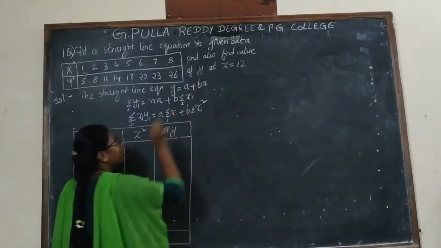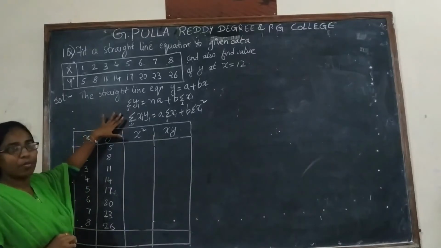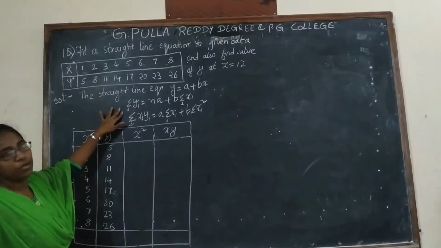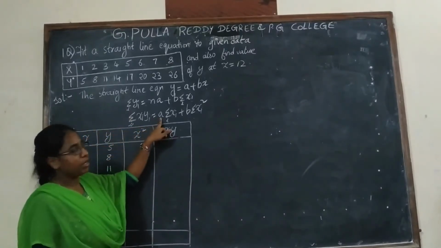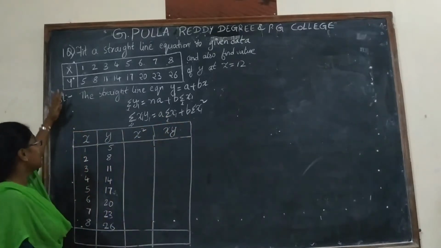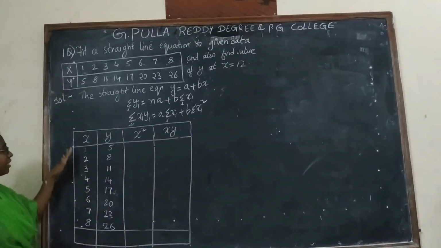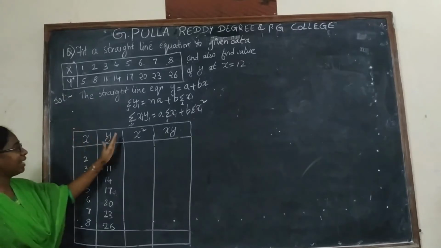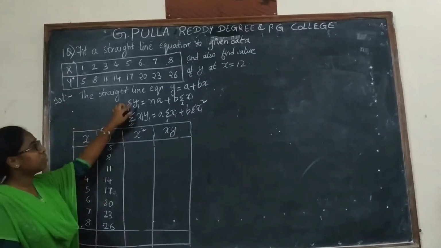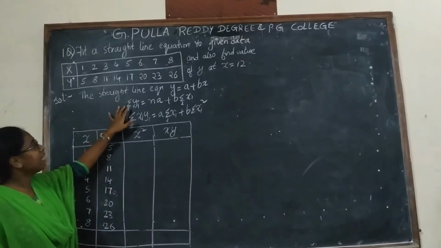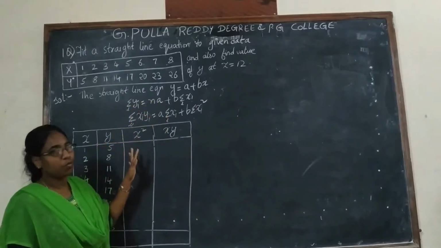Next, the second normal equation is summation over i of xi into yi equals a summation xi plus b summation xi square. If you remember these two normal equations, it will be easy for you to estimate the parameter values a and b. So first write down the given question as it is. Write the x values and the y values. Now observe the normal equations and think what all the summation values you want.